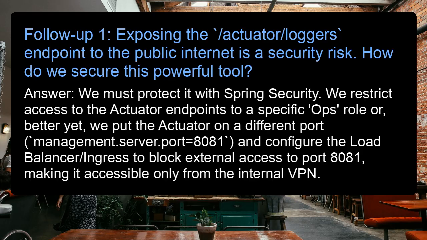Follow-up 1. Exposing the /actuator/loggers endpoint to the public internet is a security risk. How do we secure this powerful tool? Answer: we must protect it with Spring Security. We restrict access to the actuator endpoints to a specific ops role, or better yet, we put the actuator on a different port, management.server.port=8081, and configure the load balancer or ingress to block external access to port 8081, making it accessible only from the internal VPN.